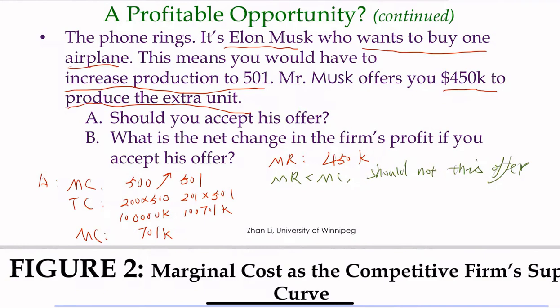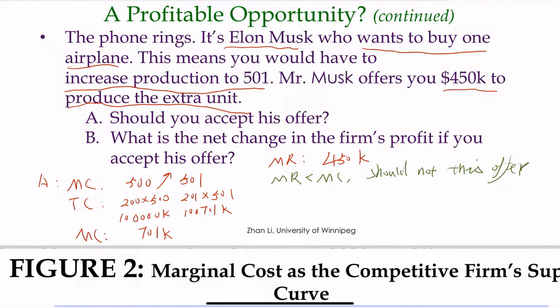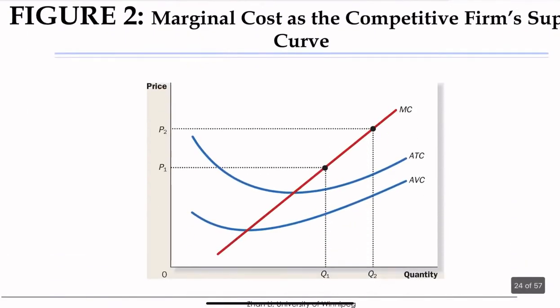And question B asks, what is the net change in the firm's profit if you accept his offer? Well, this is easy, right? The net change would be marginal revenue minus marginal cost, which is 450 minus 701. I believe it's minus 251. So if you accept his offer, the firm's profit will drop by 251K.